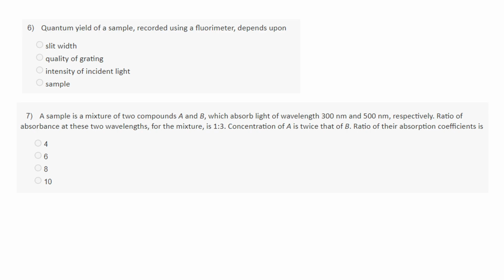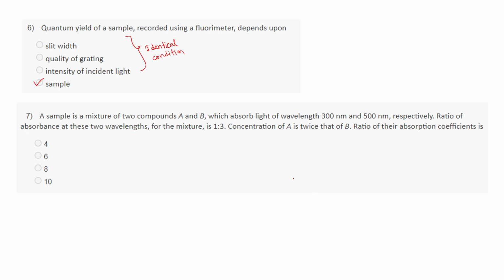It depends on the sample. Yes, it will depend on the sample, because all the other things will be identical. You have to keep identical conditions. So these will all be the same for the experiment with your sample as well as your reference. Okay, this is very easy.